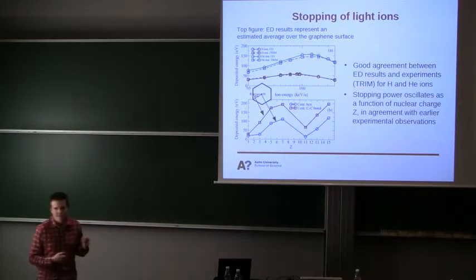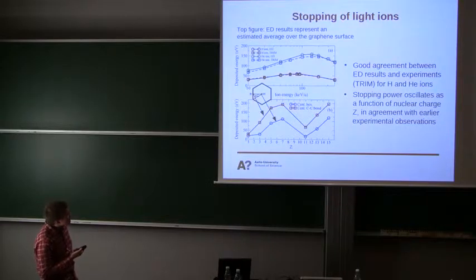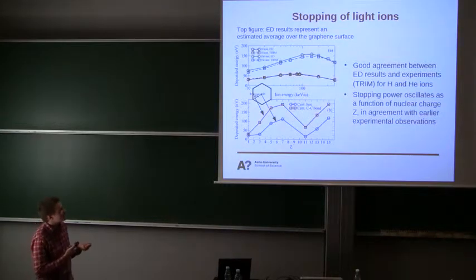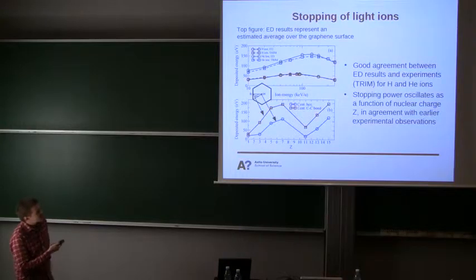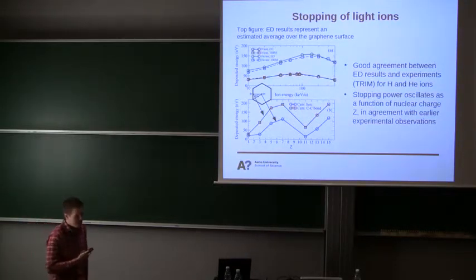Okay, first we studied stopping of light ions, hydrogen and helium. We found that the deposited energy for those two ions agrees almost perfectly with the TRIM code, which was the best fit to experiments, so this is a very promising result. Then we also studied the deposited energy as a function of nuclear charge. We found that it oscillates, which might seem a bit weird, but actually this kind of phenomenon has been observed in experiments previously, so these results are also very good.